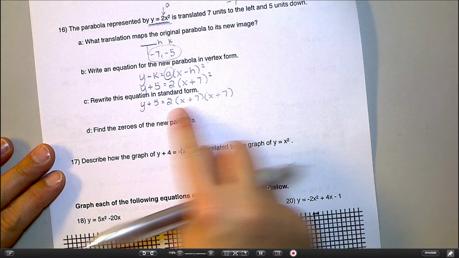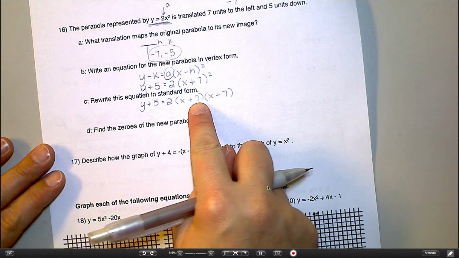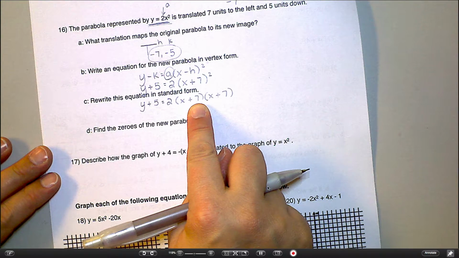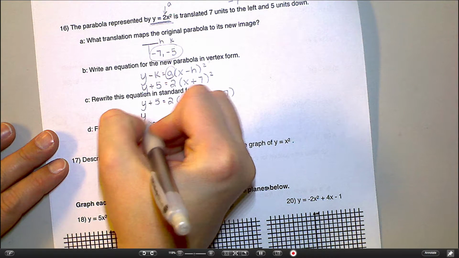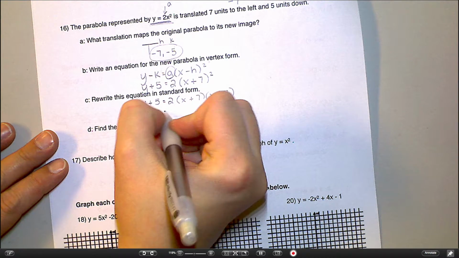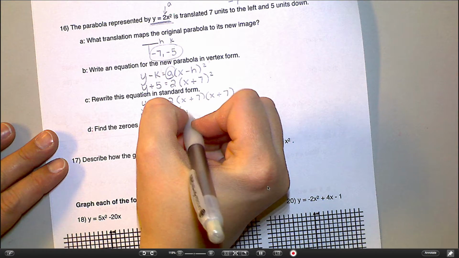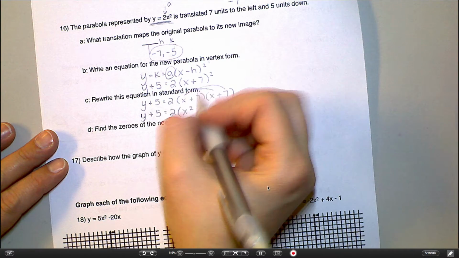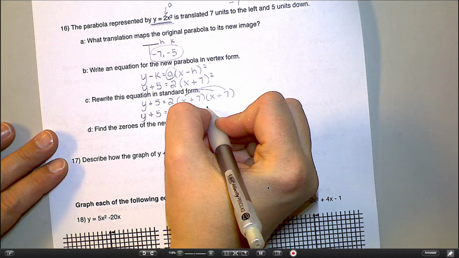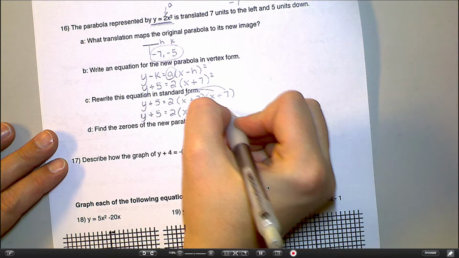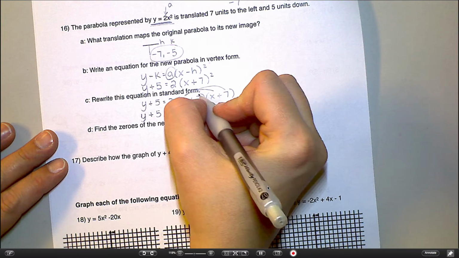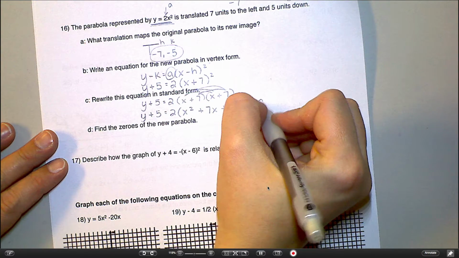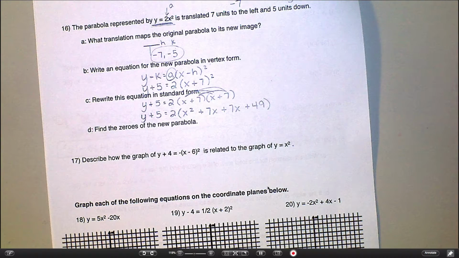Anyone think they can walk me through FOIL here, just between these two things? Michael, go ahead. You multiply the x by the x to get x squared. Okay. Then you multiply the 7 by the x. Okay. And 7 by the x again to get 7x plus 7x. Uh-huh. And then you multiply the 7 times 7 together to get 49. Good. Okay, so there's my FOIL.